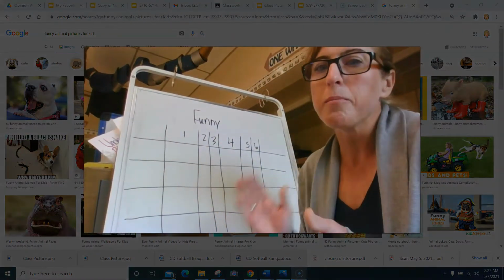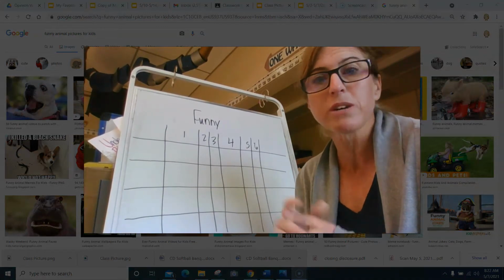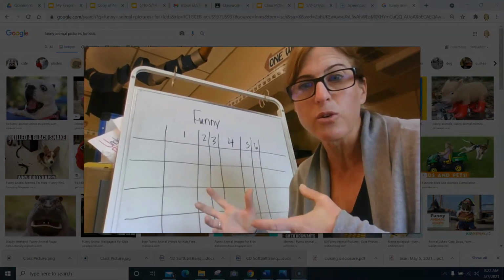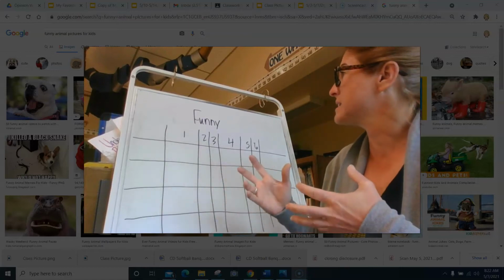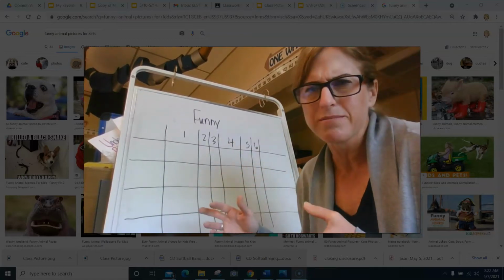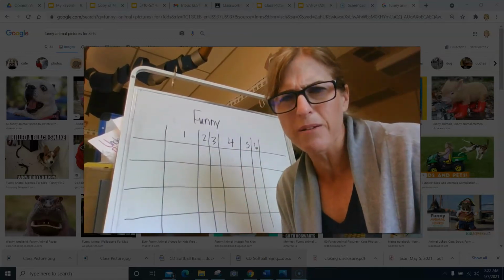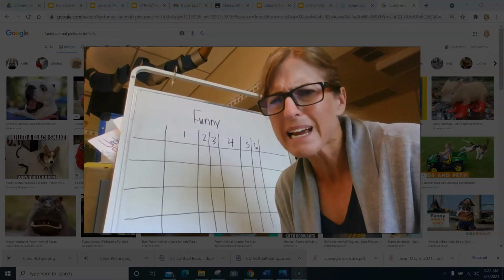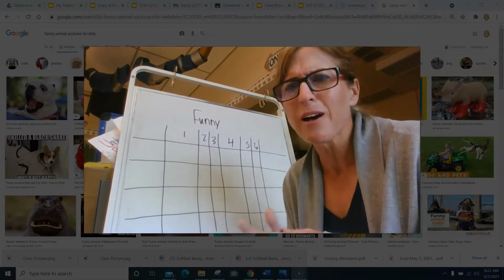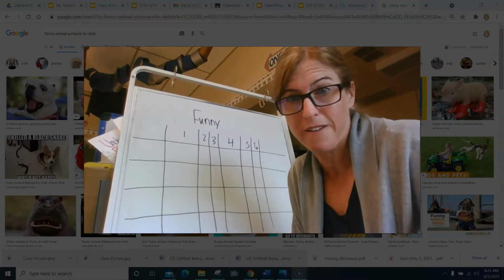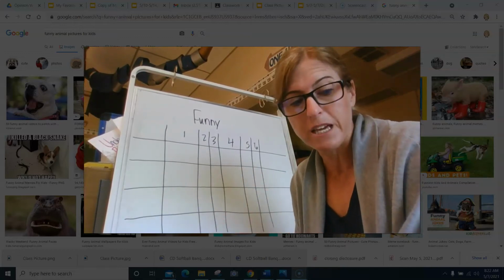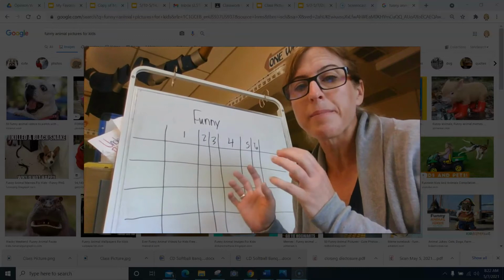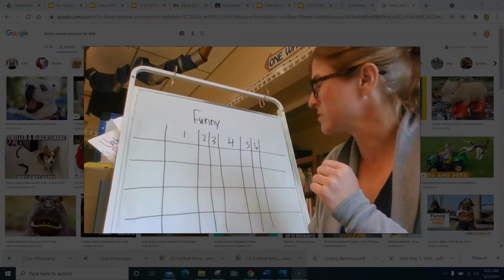So maybe the first thing I want to do is write a title for my graph. And I wrote the word funny. Does that tell you what this graph is about? No, that's a terrible title because it doesn't tell you that I'm graphing the different types of animals that are in funny pictures. This title needs to be changed.